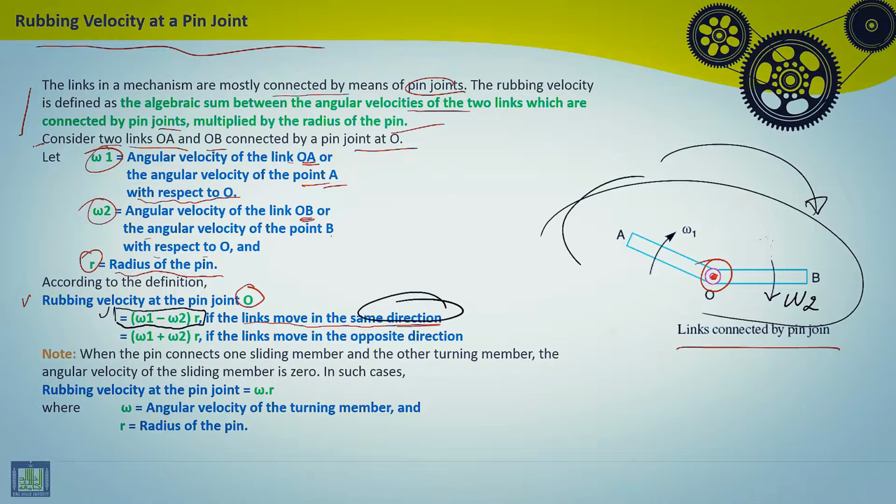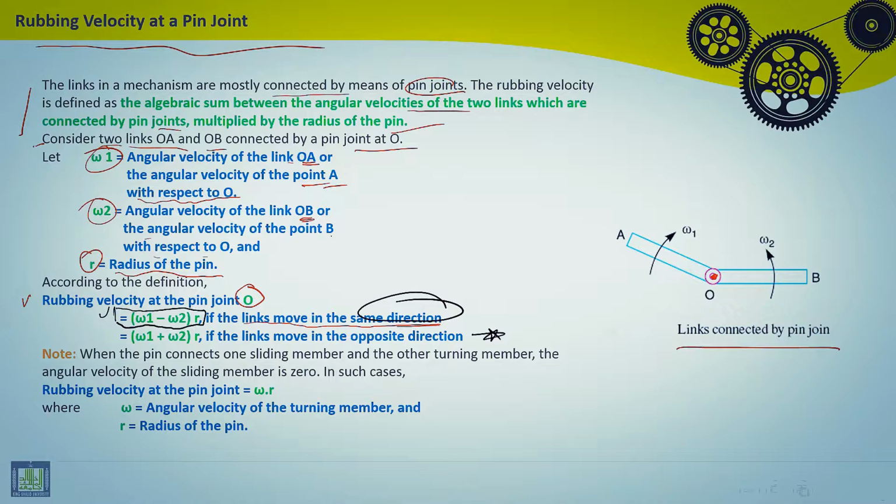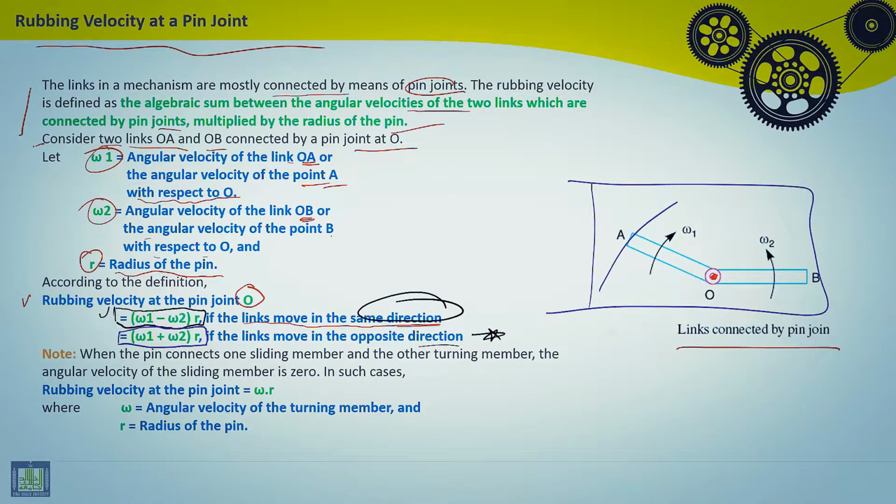Second case, if the links move in the opposite direction, now the formula for wrapping velocity is the following: omega 1 plus omega 2 multiplied by R. This is the formula if we have this configuration. Both links move in the opposite directions.